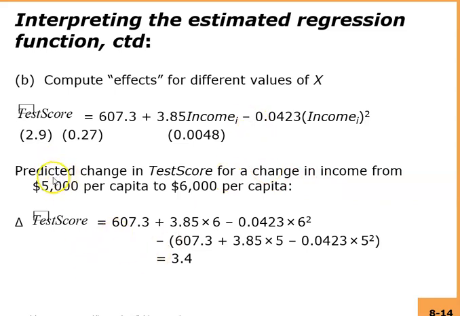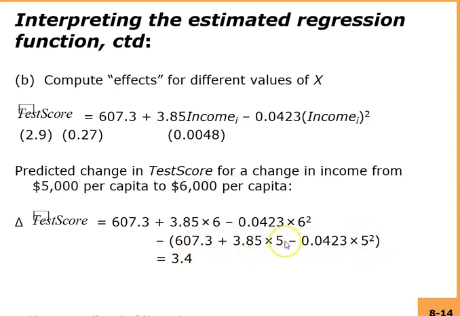So, for example, if we are trying to find out what the predicted change in TestScore is for a change in income from $5,000 per capita to $6,000 per capita, we will basically plug in the value of $6,000 per capita in one of the functions, and this is how we do it. These are all the coefficients that we obtain from the quadratic regression equation, and we will subtract from this function the one using the value of 5,000 per capita over here.